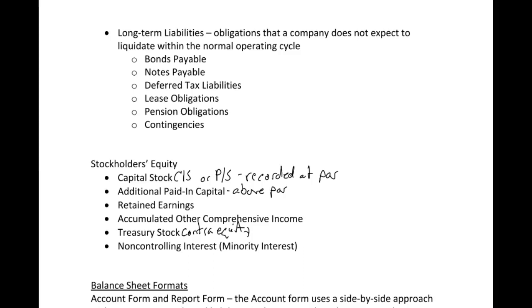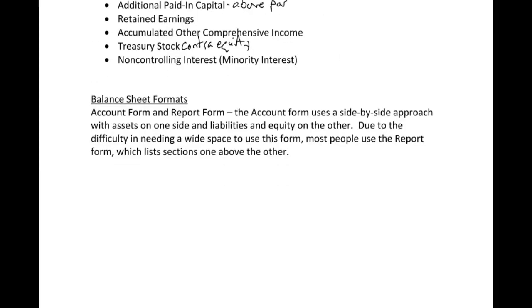And then non-controlling interest, if there is any, and we mentioned that briefly as well in the income statement videos. All right, so there are 2 different ways to record it: account form and report form. The account form is side by side, and the report form is just everything from top to bottom. Usually people use the report form. I have an example here of Home Depot.